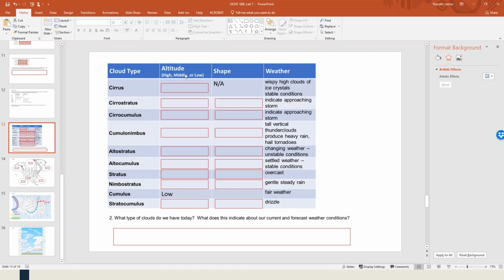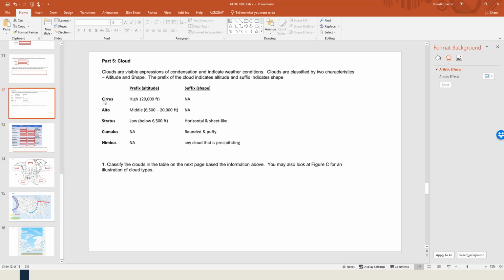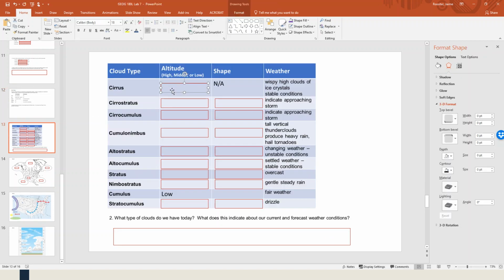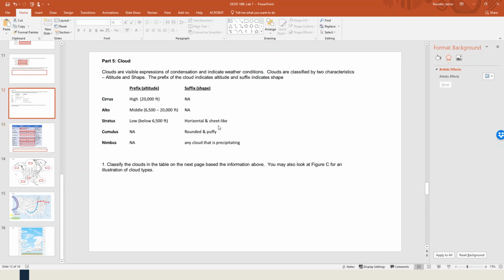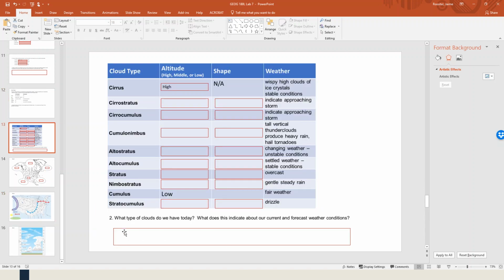And so the first thing that you're going to do is put in the altitude. So if it is high, middle, or low, and if you look for the word cirrus on this previous page, you can see cirrus is a high cloud. So you're going to put that high in here. And then you're going to look up that information on multiple clouds, all these different types, and fill in their shape, which, again, is listed right here, horizontal and sheet-like, round and puffy. And then you're going to answer a question based upon what type of clouds do we have today.